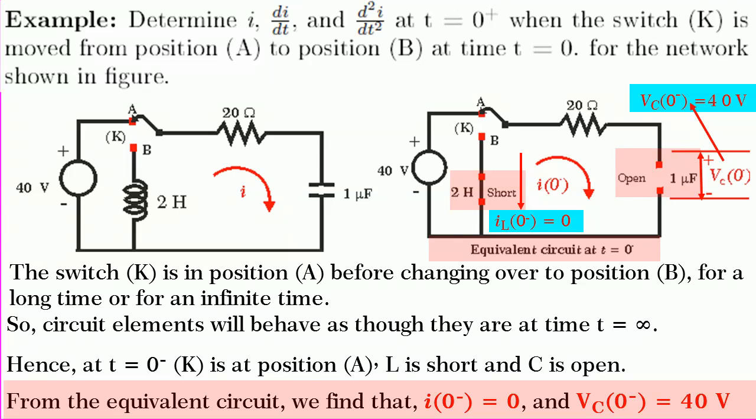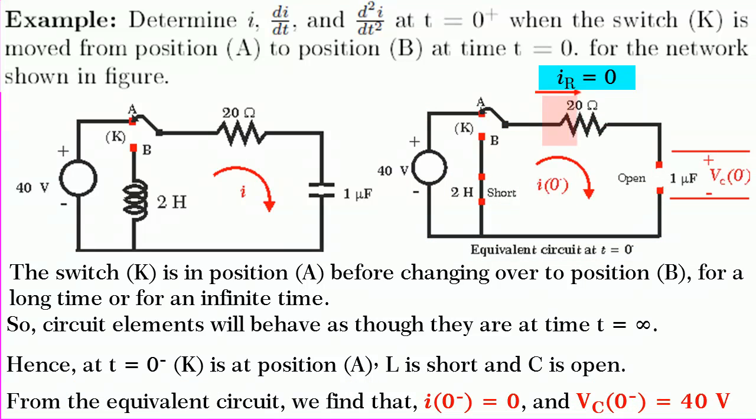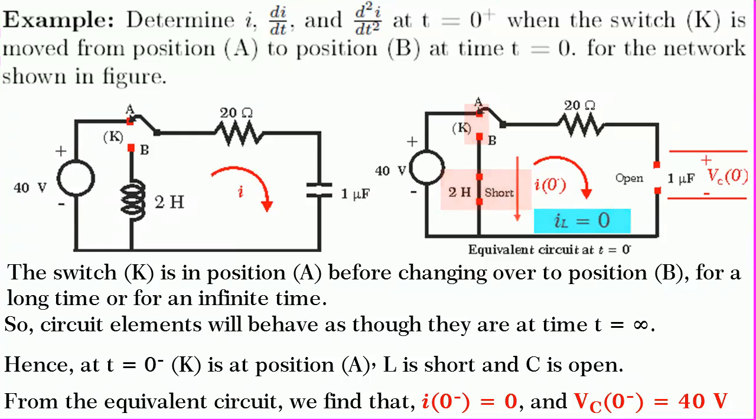Note that positive and negative terminals of the source of 40 volts are connected to the two terminals of the capacitor. Hence, the capacitor is charged to 40 volts. Also note that current through 20 ohm resistance is 0 as C is open and current through inductance also is 0 as the branch is open.